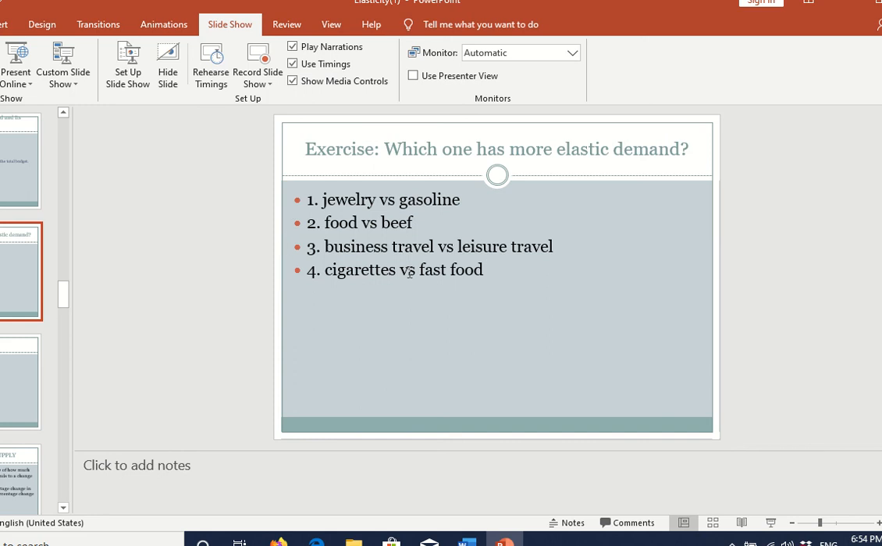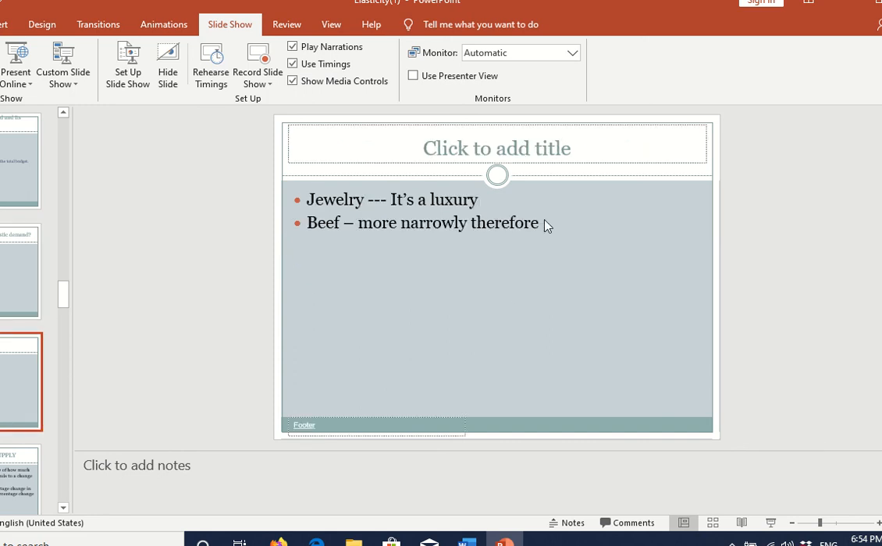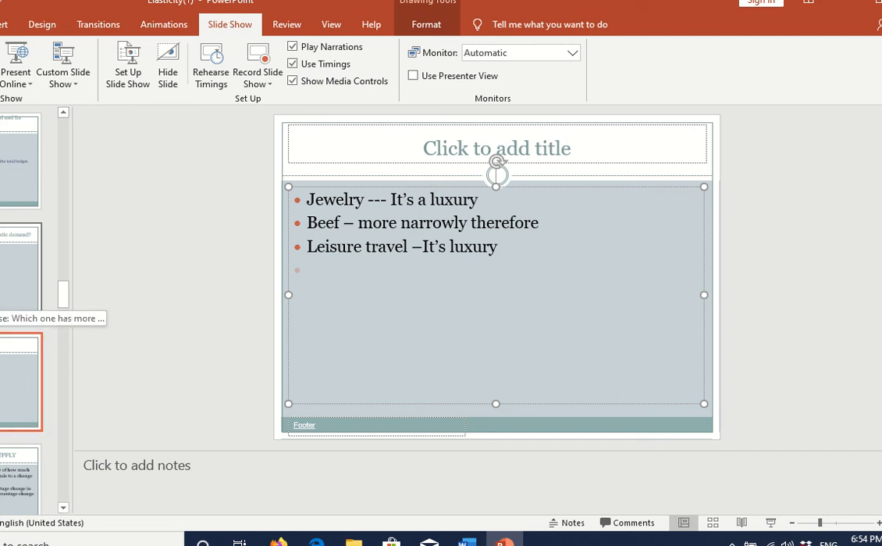And then business travel versus leisure travel. The next one, many of you will probably pick which one? Leisure travel, right? Because when you travel for leisure, it is a luxury. If you don't like the price, you don't have to travel. But if it's a business travel, it is a necessity, right? You have to be there at a certain time on a certain date, or else the business is not there. The deal is over, right?